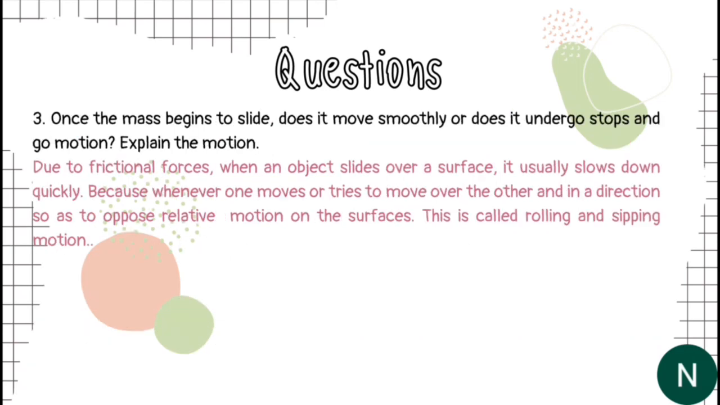The third question is, once the mass begins to slide, does it move smoothly or does it undergo stop and go motion? Explain the motion. The answer is due to frictional force. When an object slides over a surface, it usually slows down quickly because whenever one moves or tries to move over the other, friction acts in a direction so as to oppose the relative motion on the surface. This is called rolling and simple motion.